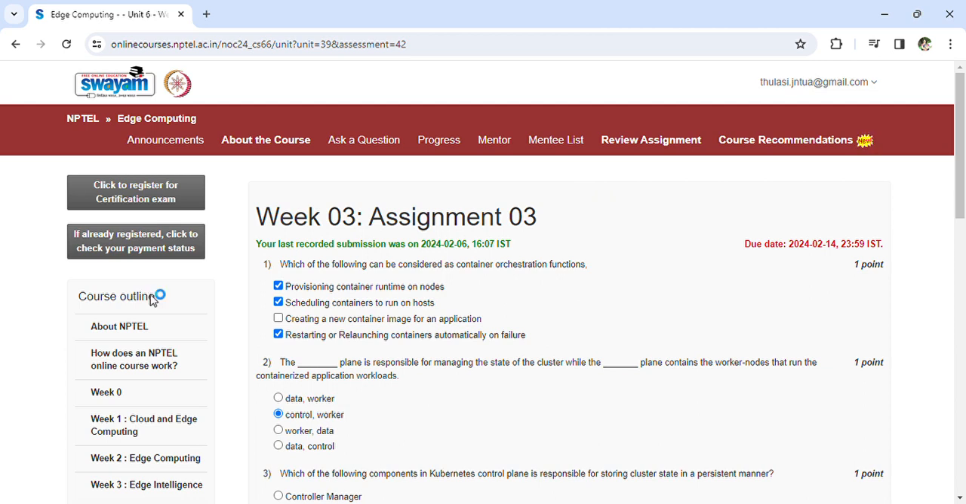Which of the following can be considered as container orchestration functions? The options are A, B and D. Coming to the second question, the dash plane is responsible for managing the state of the cluster, while the dash plane contains the worker nodes that run the containerized application workloads. Control, worker. The option is B.